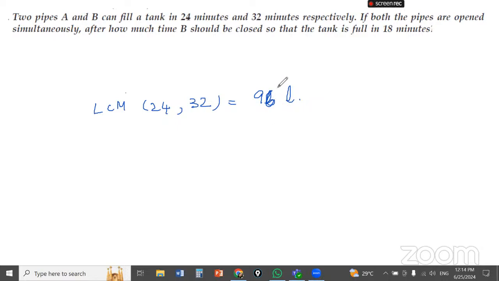Now the total tank capacity is 96 liters. And this 96 liters, A alone. So if A alone is opened, A can fill how many liters? 96 upon 24. That's 3. No, that's 4.